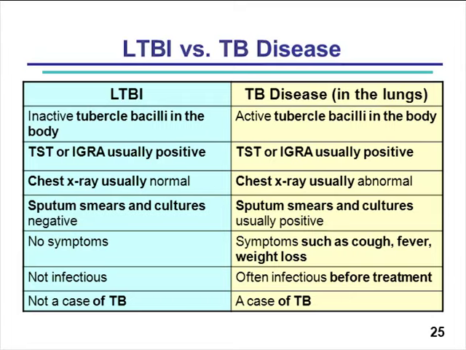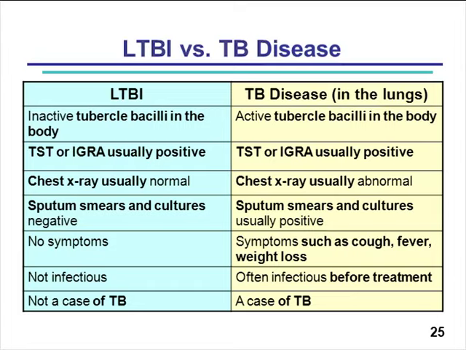On the left, LTBI: the tubercle bacilli are in the body, but they're walled off by the immune system, causing no multiplication and no disease. The TST or IGRA is usually positive. X-ray is usually normal. If collected, sputum smears and cultures will be negative. The patient is asymptomatic. The patient is not infectious, unable to transmit, and obviously is not considered a case of TB.